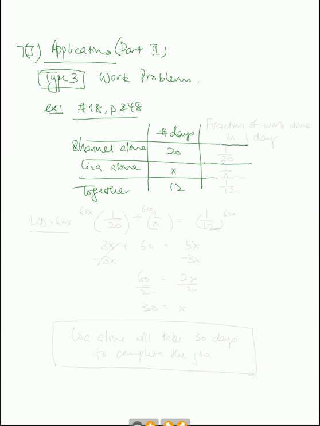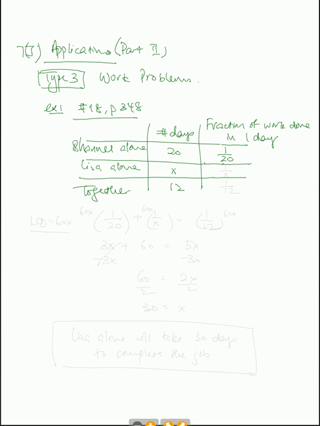So the way you have to think is, if Chanel alone can do the job in 20 days, think in terms of fraction of work done. So what's the fraction of work done in 1 day? If you can do the job in 20 days, equivalently we can divide the job into 20 parts, and every day you do 1 portion. So in that sense, fraction of work done in 1 day is 1 out of 20.